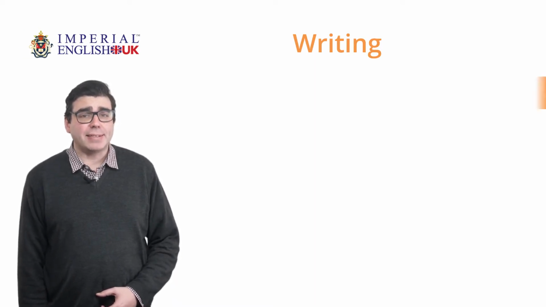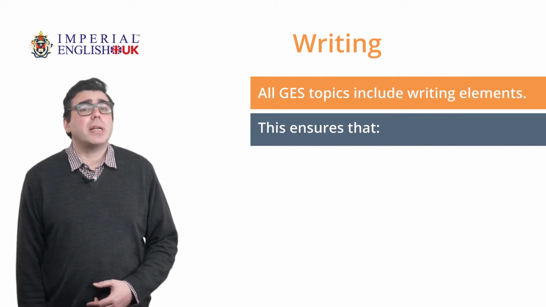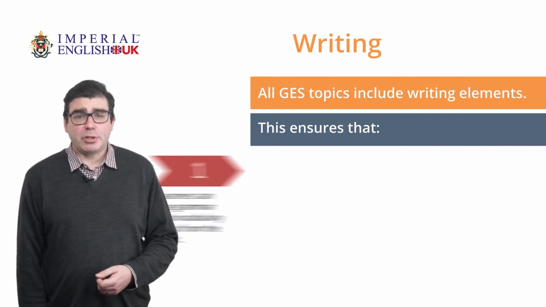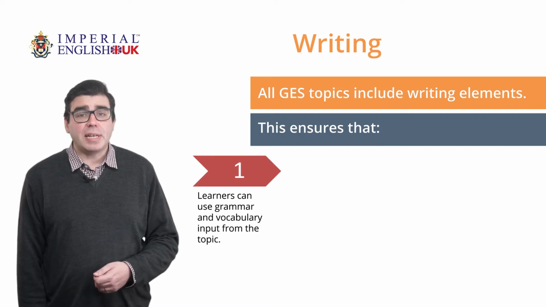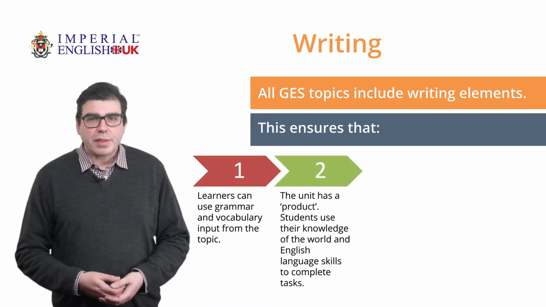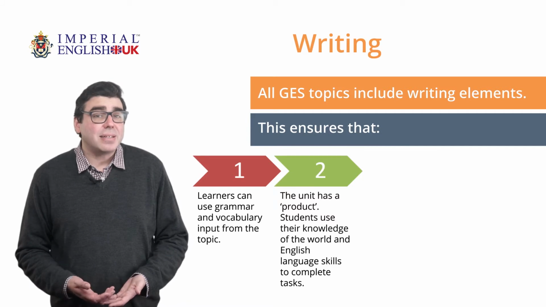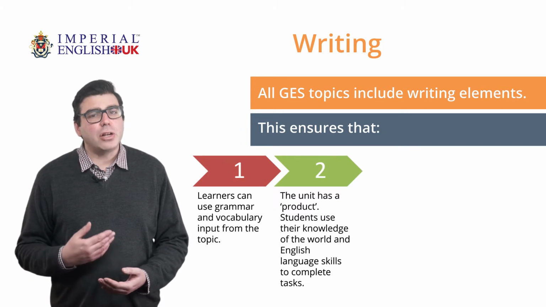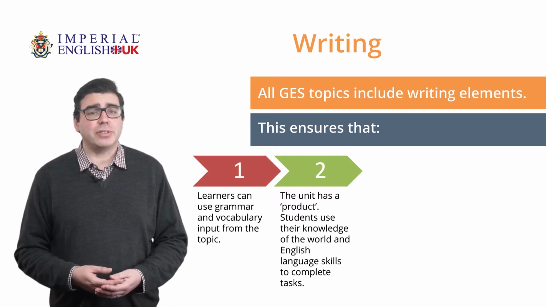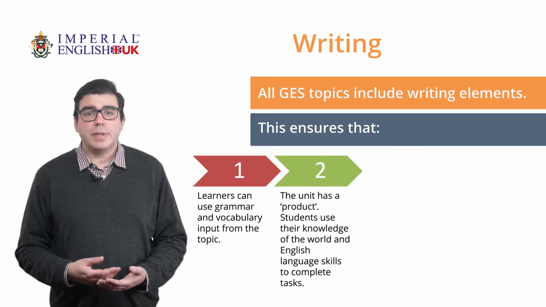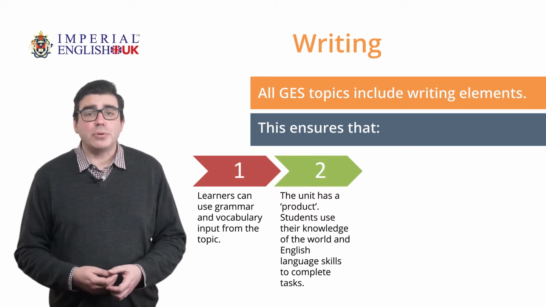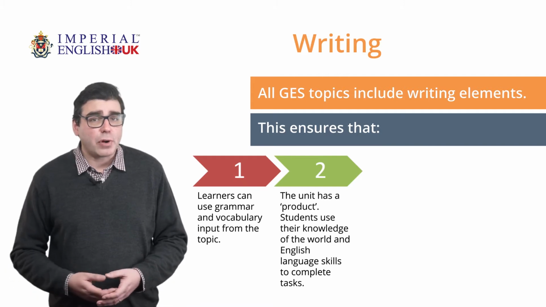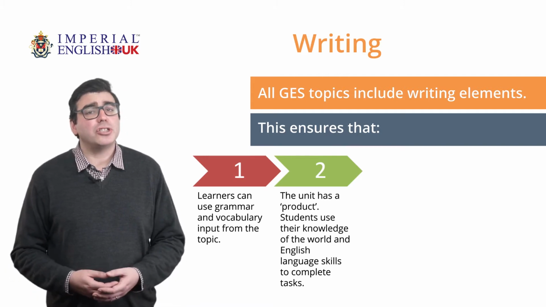Every topic of the General English series includes some form of writing activity, which ensures that the learners are given an opportunity to use the grammar structures and vocabulary input that form the linguistic focus of the topic. The topic has a product. Rather than just using the grammar and vocabulary at sentence level, or to complete or paraphrase a model sentence, students have to use their knowledge of the world and English language skills to complete the task. This could include anything from expressing their views or solving a problem to communicating with a friend or writing a report based on research to be used in a discussion.